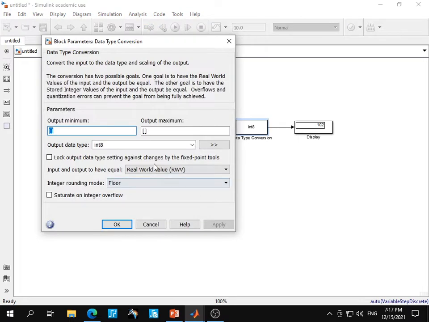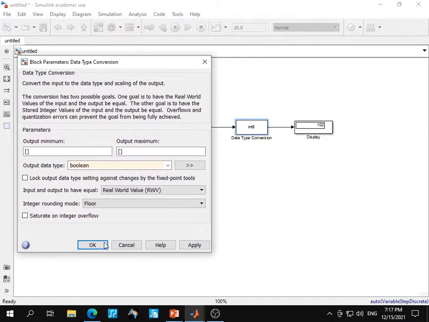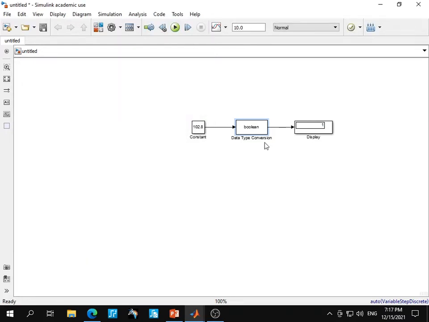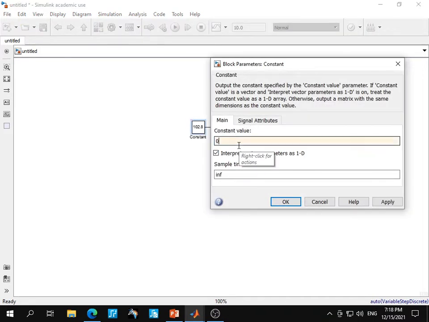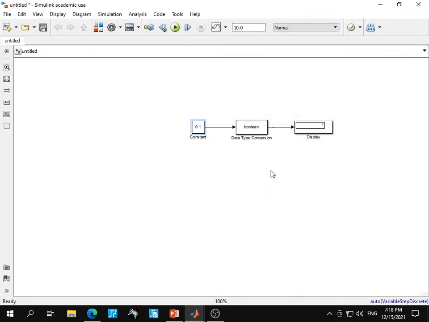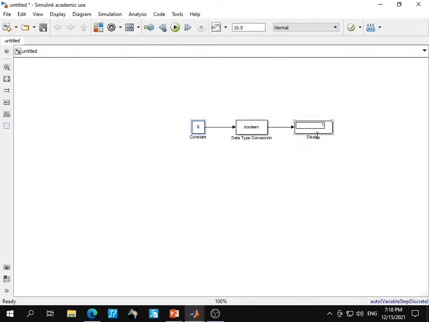And for Boolean, any non-zero number, it will go with 1. Even if you do like 0.1, it will show 1, which means true. Only 0 will stay with 0, which means false.